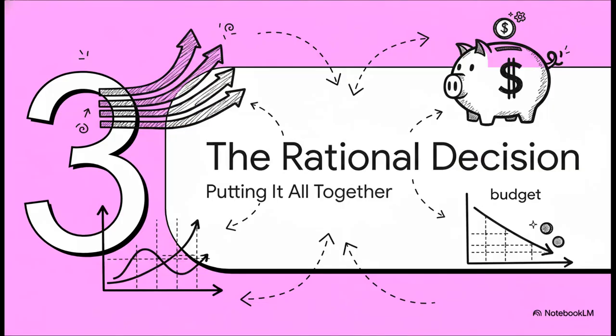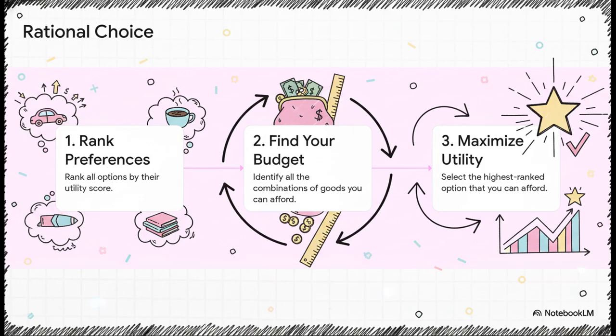All right, so now we have the 2 key pieces of our model. On one hand, you've got your preferences, all nicely ranked by utility, and on the other, you've got your budget, which tells you what you can actually buy. It's time to put them together. This brings us to the moment of truth, the choice itself.